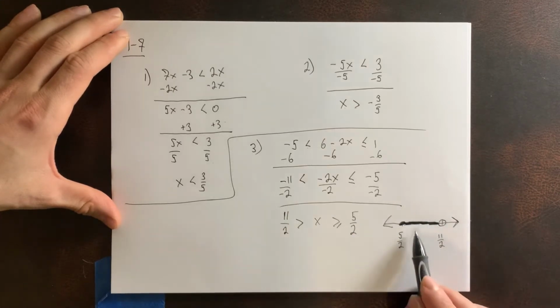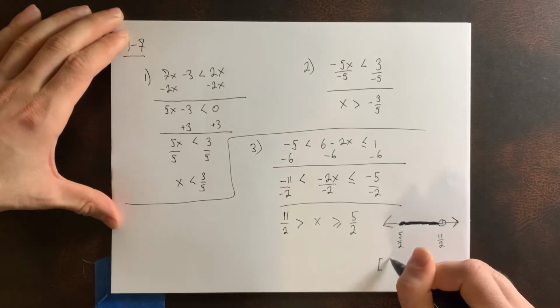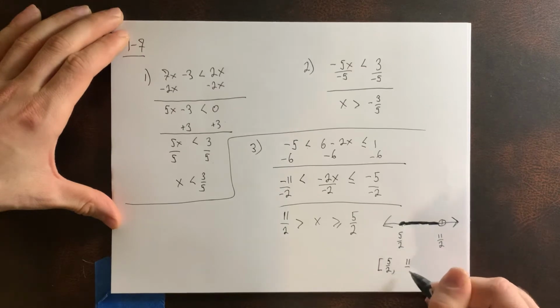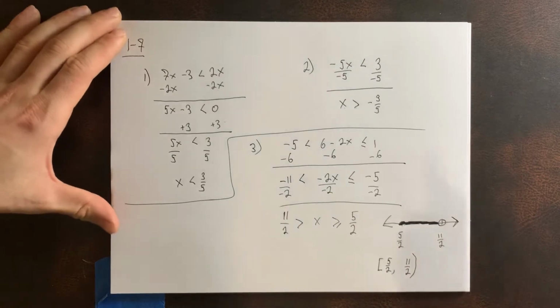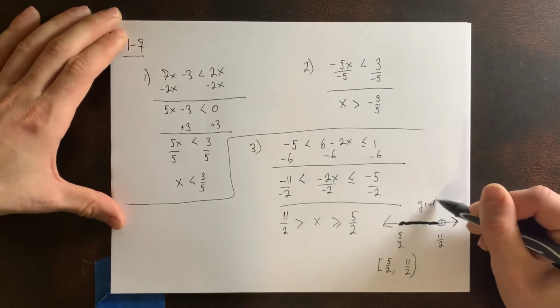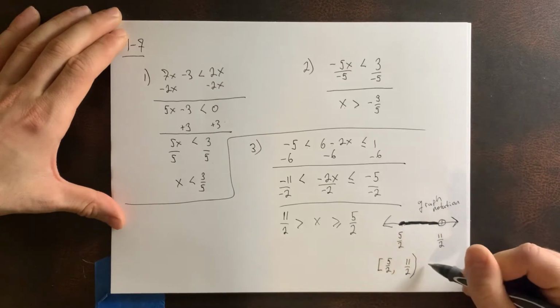And if we were going to put this into interval notation, we're going to have a bracket on 5 over 2 because it's a closed dot, all the way up to 11 over 2, which, because that's an open circle, we put a parenthesis on it. So this would be the graph notation, and this would be interval notation.